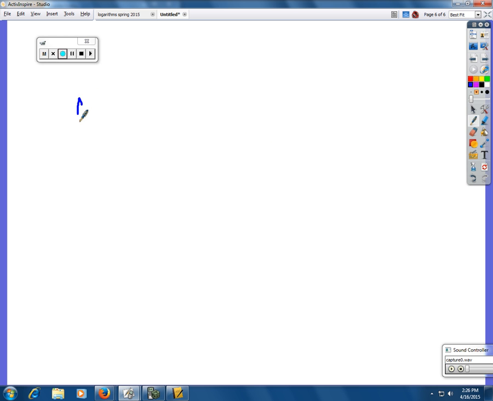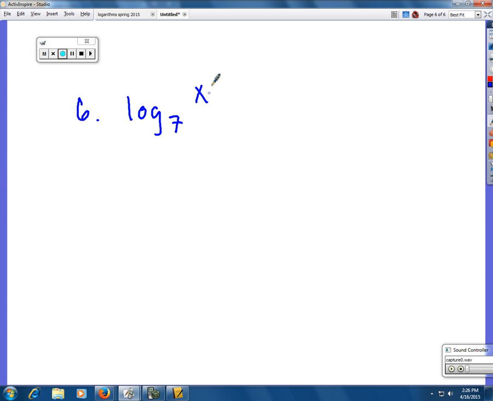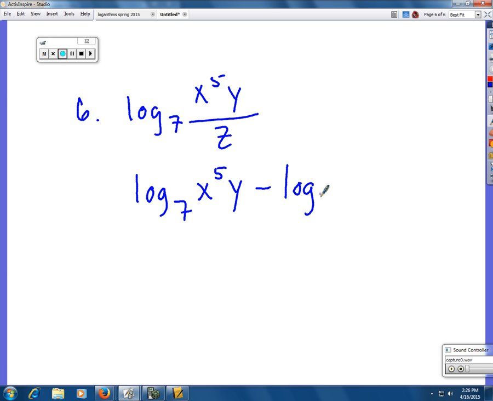Number 6, this is expand instead of condense. So you have log base 7 of x to the 5th y over z. You're going to use all 3 properties in this. So I'm going to do it step by step. You can put it all in one step, but I'm going to break it down. First, I'm going to use the quotient property. So I have log base 7 of x to the 5th y minus log base 7 of z. So that's using the quotient property, first step.